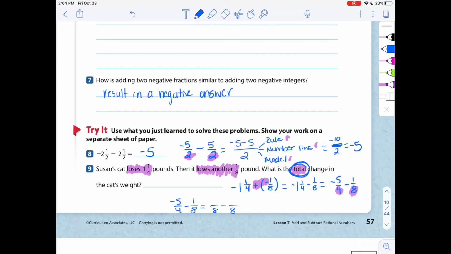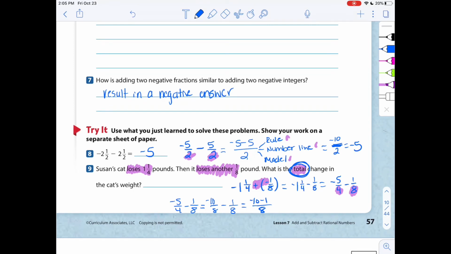For my first fraction, that will change my numerator. 4 goes into 8 2 times, and 2 times 5 is 10. And that fraction is still negative, so it's a negative 10/8. My second fraction already has a denominator of 8, so it will stay the same. Now that I have a common denominator, I simply need to subtract my numerator, negative 10 minus 1, and that denominator of 8 will stay the same.